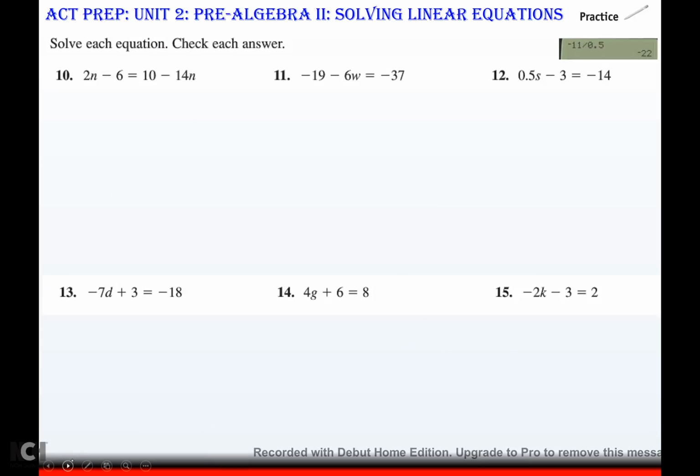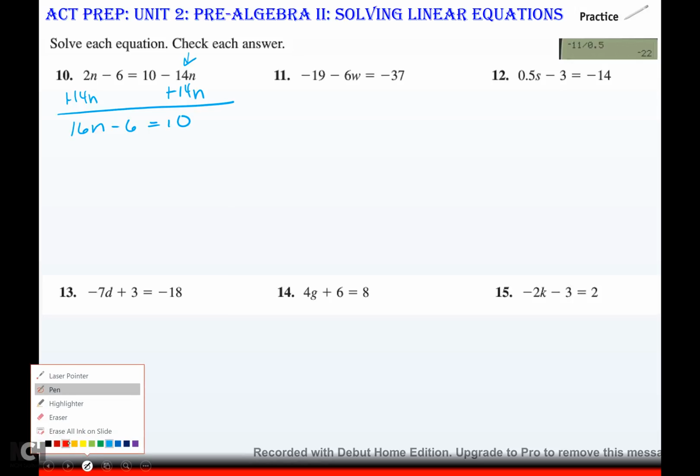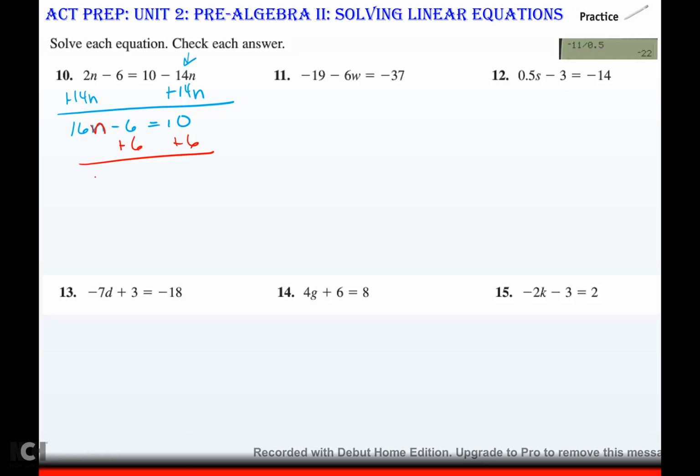Alright. On this one, we've got n's on both sides. I'm going to make the smaller one jump with a plus 14n. That gives me 16n minus 6 equals 10. So I'm going to then get n alone. So I undo subtraction first with adding 6 to both sides. That gives me 16n equals 16. Divide by 16, and I get n equals 1.